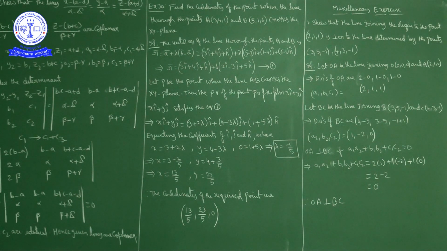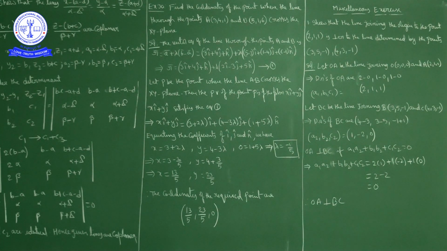Now I'll consider this point as B, this point as C. Let BC be the line joining the points B (3, 5, -1) and C (4, 3, -1). This BC is the line joining these 2 points. Now the direction ratios of BC are 4 minus 3, 3 minus 5, minus 1 minus of minus 1. So the direction ratios of BC are 4 minus 3 is 1, 3 minus 5 is minus 2, minus 1 plus 1 is 0. So 1, minus 2, 0. These are A2, B2, C2.